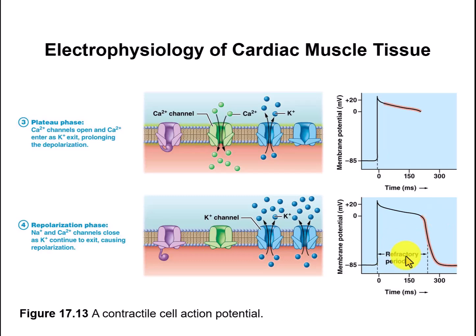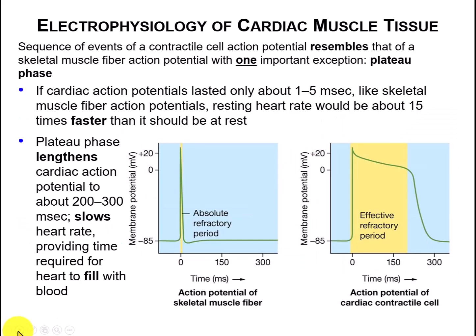Or around 150 milliseconds. As you can see, the refractory period in these contractile cells is a lot longer. It's only like a millisecond in our skeletal muscles. But then we have more potassium channels open, so then we have a rapid repolarization back down to resting membrane potential. And here is skeletal muscle compared to our cardiac contractile cells.